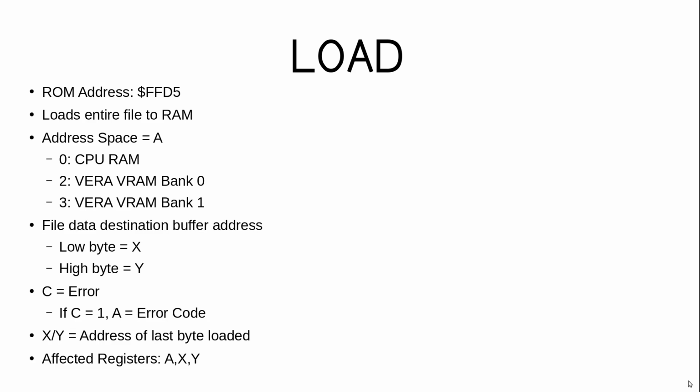After load returns, the C bit will be set if there was an error, and then A will be loaded with an error code. X and Y will also be changed to the address of the last byte that was written to RAM. This can also be a good check to make sure that the ending address was still in the allocated buffer and nothing else was overwritten.